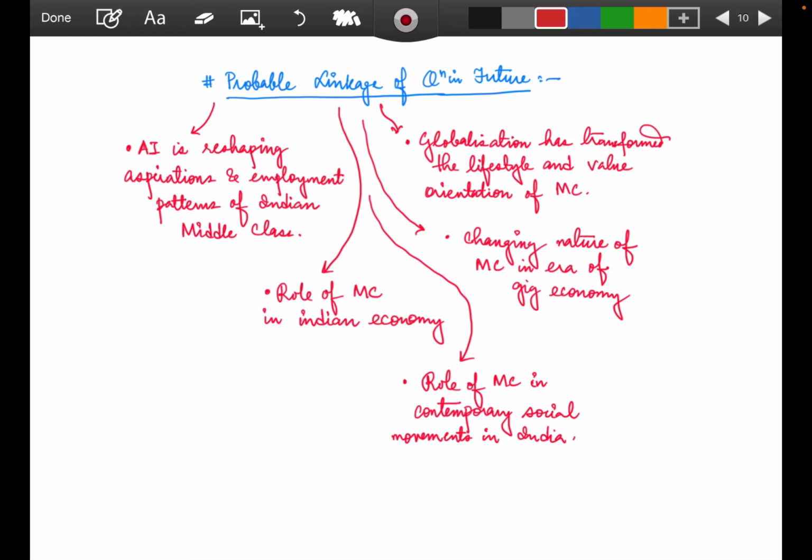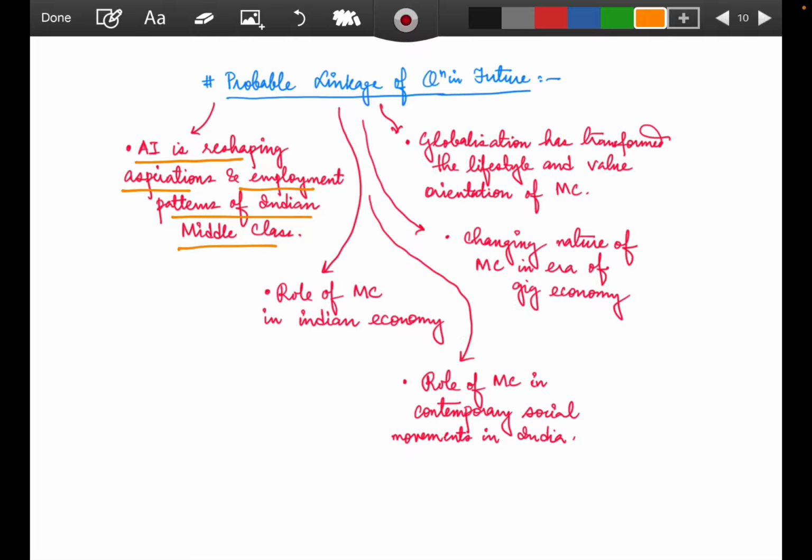The first question is: artificial intelligence is reshaping aspirations and employment patterns of the Indian middle class. For this type of question, how should we start? We can use any of the thinkers like Anthony Giddens, or liquid modernity, whatever concept you like, and you can show continuous late modernity and how it has developed in and around Anthony Giddens.